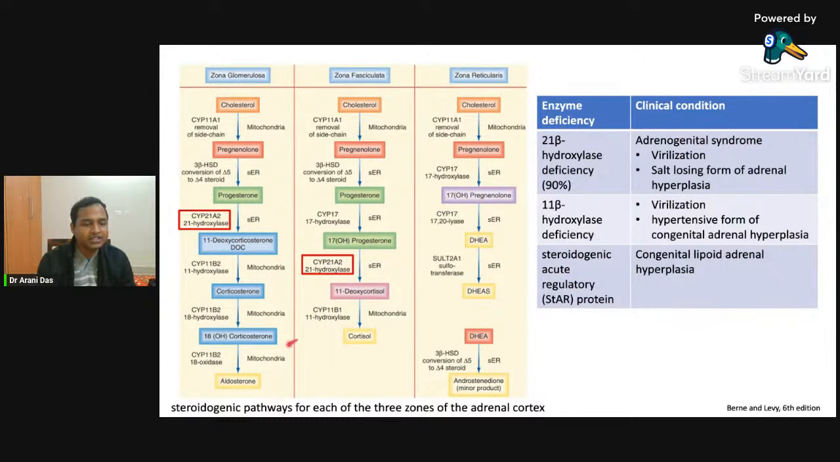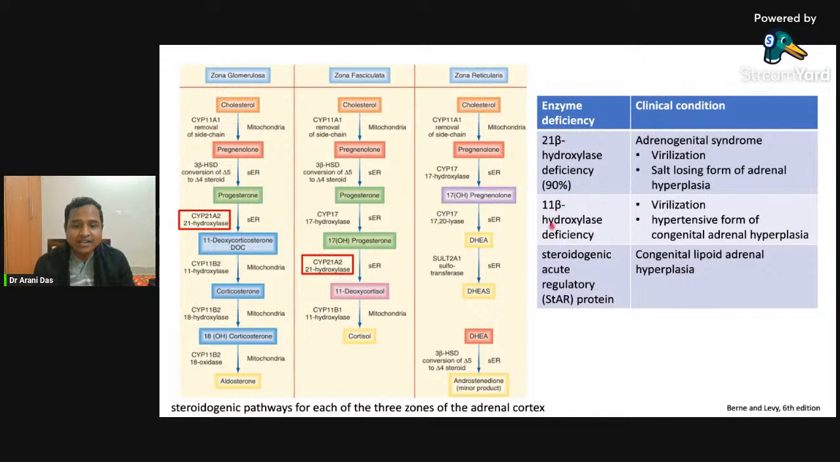So there is no negative feedback to the pituitary and hypothalamus. More and more ACTH will be released, so more adrenal androgen will be there, producing virilization, basically development of secondary sexual characteristics, and that will definitely be because of less aldosterone producing adrenal hyperplasia, which is called salt losing form of adrenal hyperplasia.